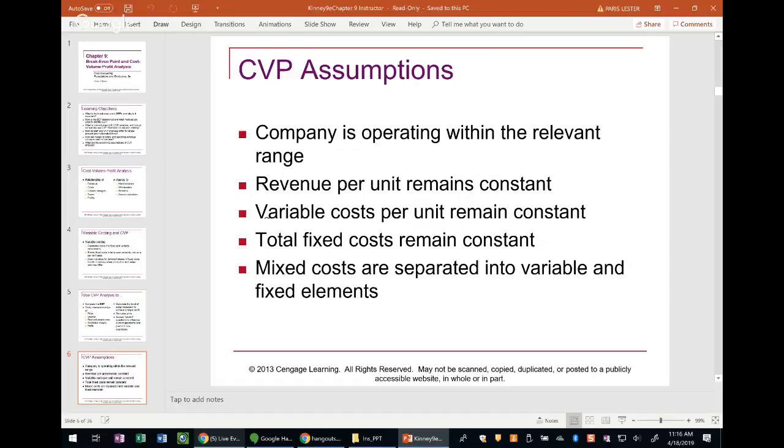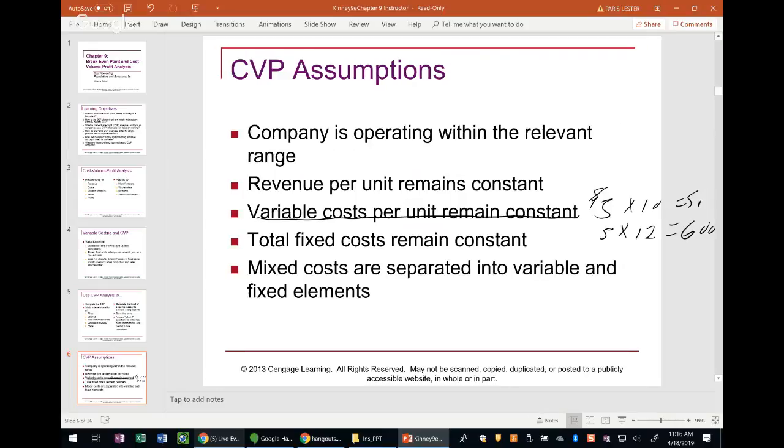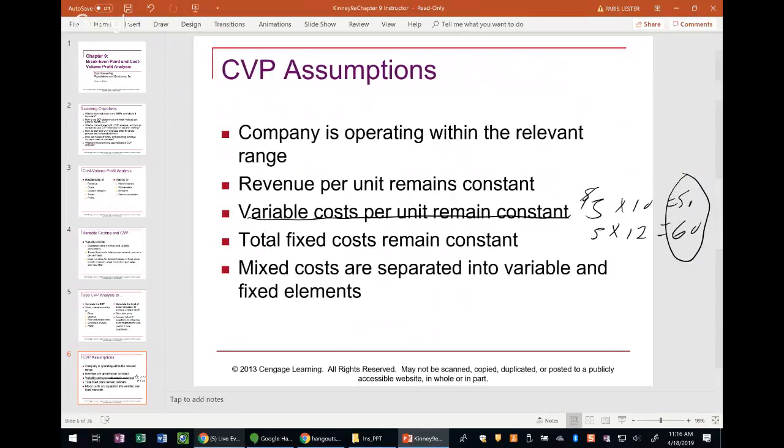Variable cost remains constant per unit, but maybe $5 per item, and 10 items would be $50 variable cost. But if we had 12 items, that would be 60. So you see variable cost total changes, whereas fixed cost total, no matter how many units, if it's 5,000 fixed, it's 5,000 fixed.